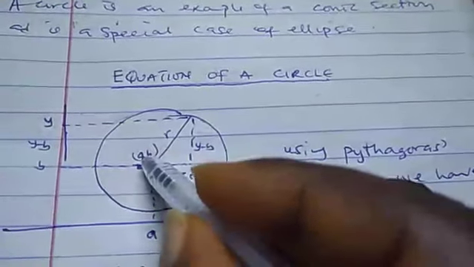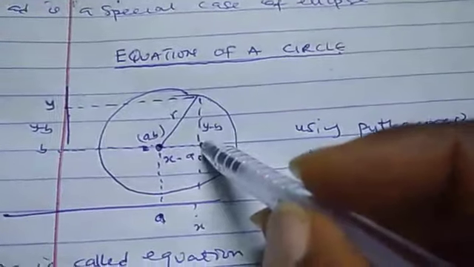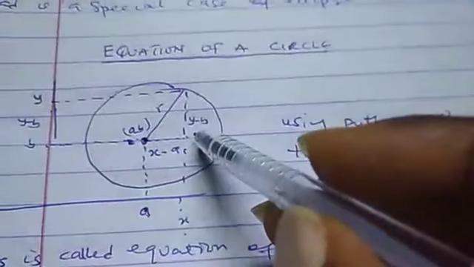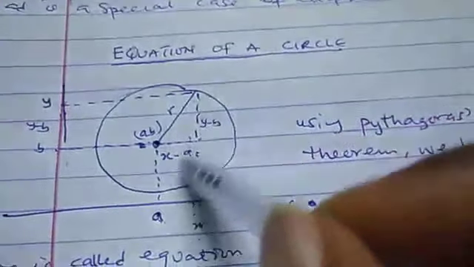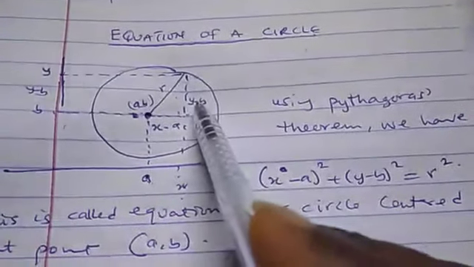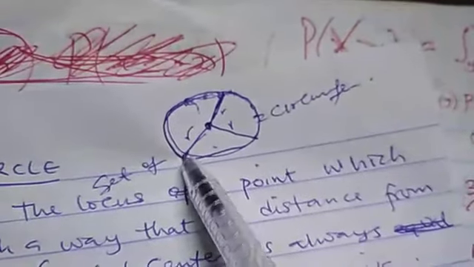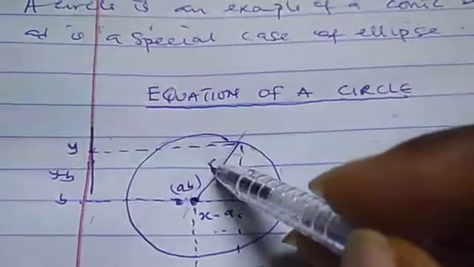This is a circle. This is the center of the circle, which I label as (a, b). This is our a here, this is our b, and this one is x, this is y. So when we join it, we have all this. If you use Pythagoras theorem, don't forget that here I said the distance from this center to this place is the radius. That is our radius there.